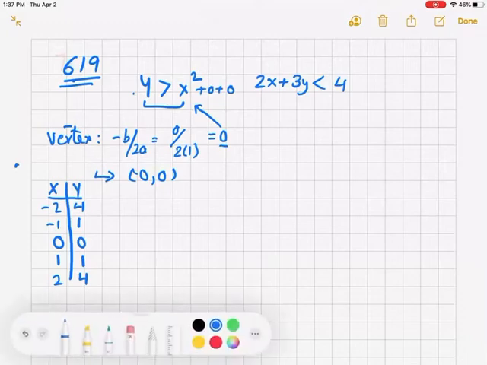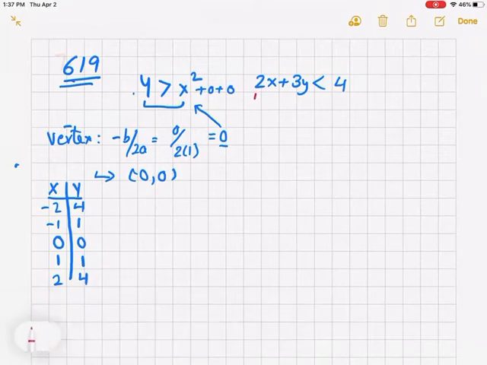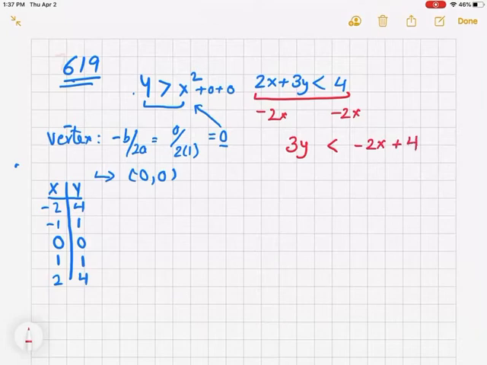For the second one, let's pick a different color, so it's red. It's a linear function. Now with linear, you just have to make it into slope-intercept form. So I would take away 2x from both sides. Don't forget, if you divide by a negative or multiply by a negative, we switch the sign. So it's 3y less than negative 2x plus 4. Divide by 3. We are not dividing by a negative number, so the sign stays the same.